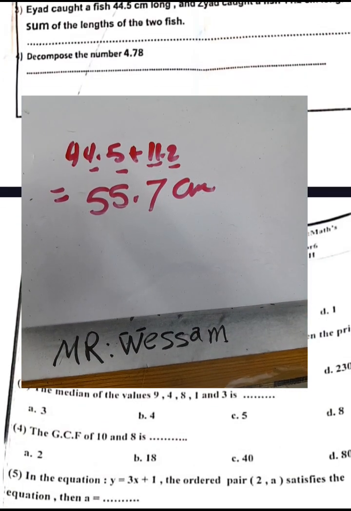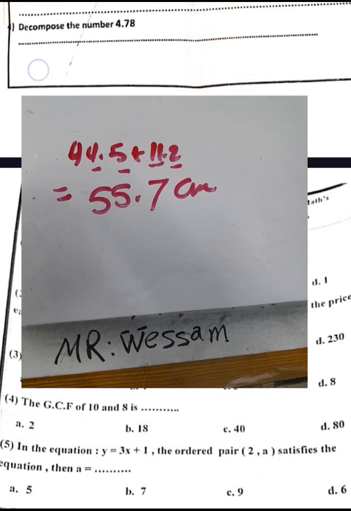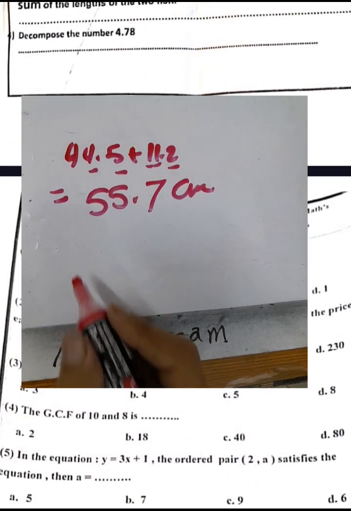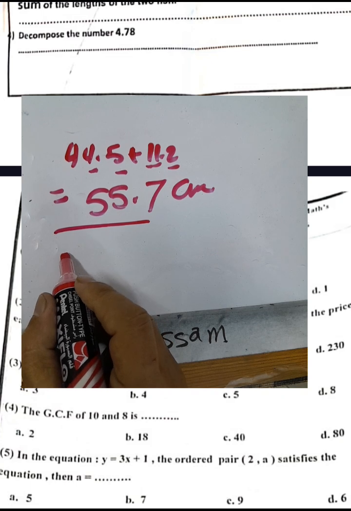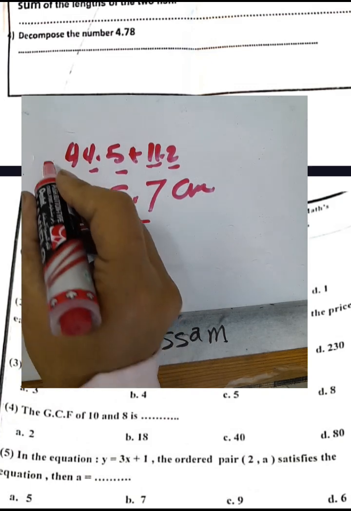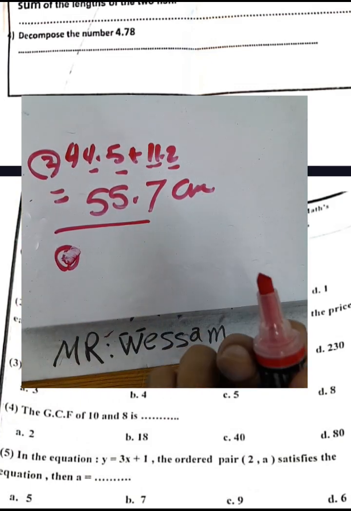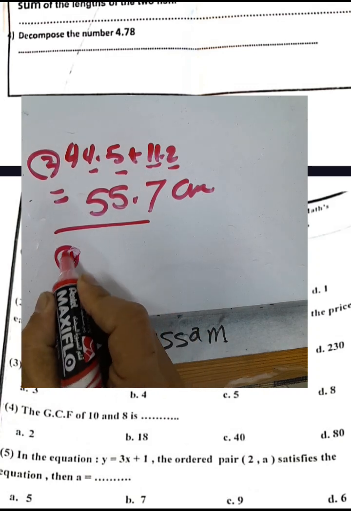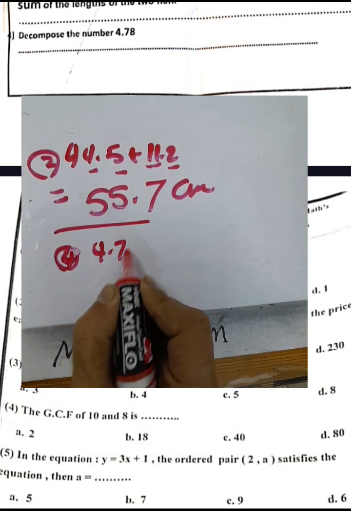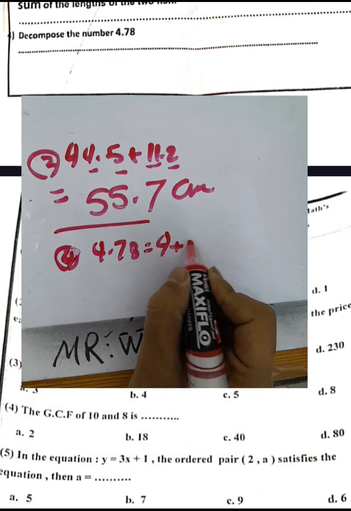Next, decompose the number here. We have about question number 4 towards question number 3. We have this example, 4.78. We can write 4 plus 0.7 plus 0.08. Decompose the number.